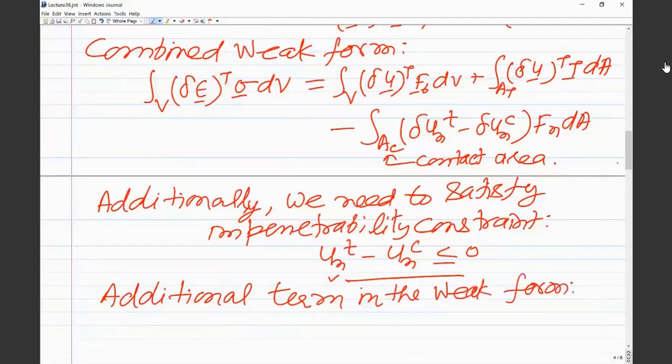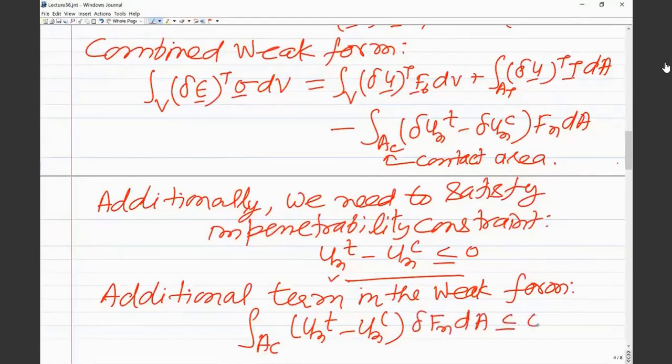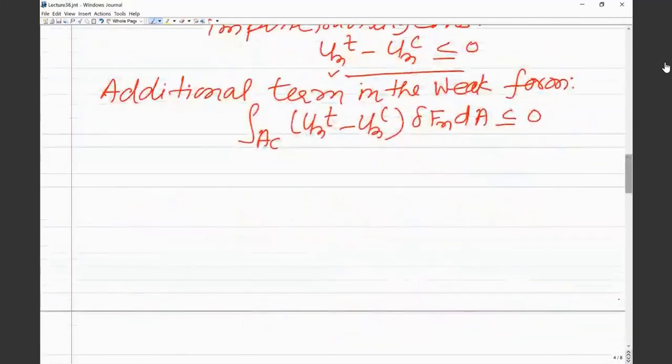will be integration over, of course, the contact area, and the impenetrability constraint is UNT minus UNC, and as we said already, this is less than or equal to zero. So we multiply by the virtual change in the normal force, which is taken as positive. So delta Fn is positive. Therefore, this integral will again be less than or equal to zero, because UNT minus UNC is less than or equal to zero.